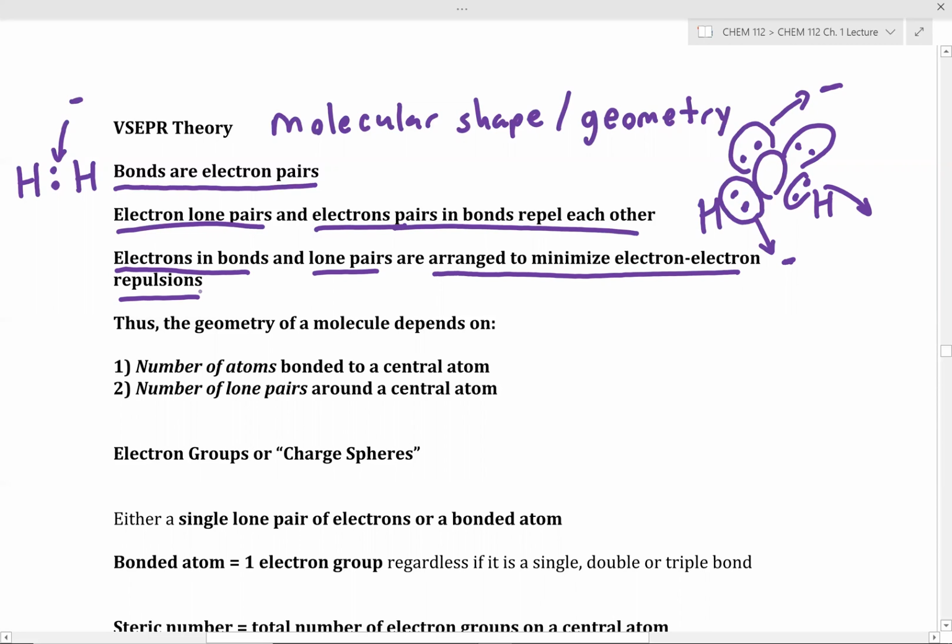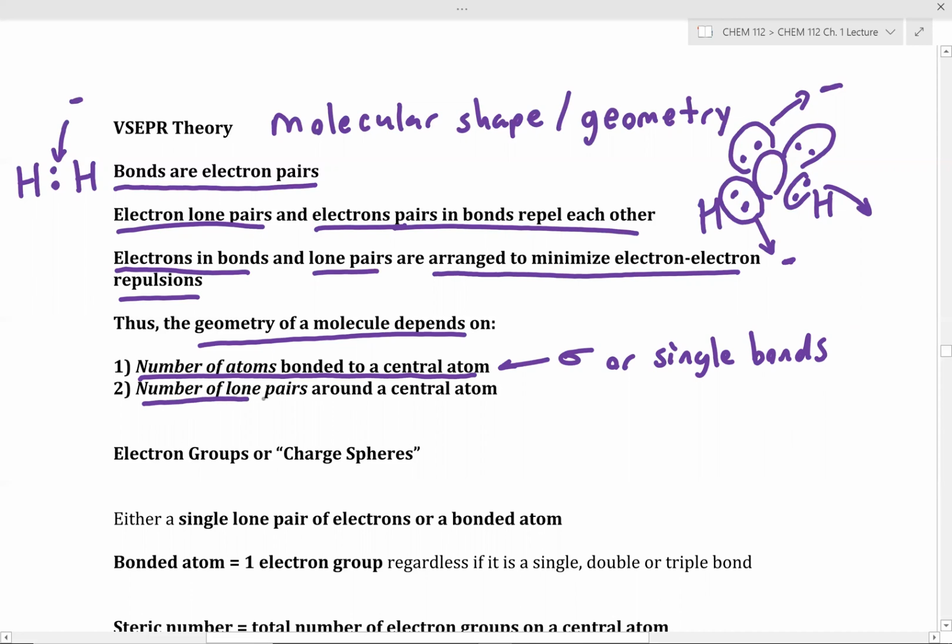So we're trying to get all of our electrons as far apart from each other as possible, following, of course, orbital limits and bond length limits. The geometry of a molecule depends on two things: the number of atoms bonded to the central atom, in other words, the number of sigma or single bonds, if we're thinking about it from the perspective of valence bond theory, and the number of lone pairs around a central atom. Those are the two things that we are going to count: atoms bonded to our central atom and the lone pairs around our central atom.